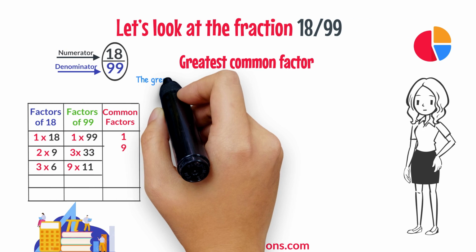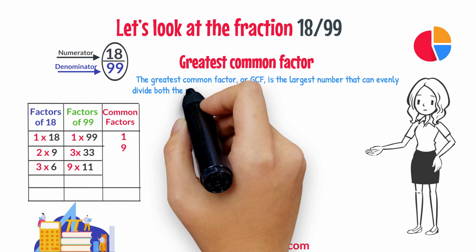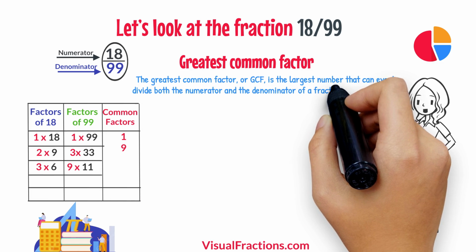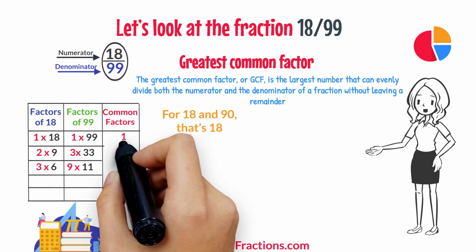The greatest common factor, or GCF, is the largest number that can evenly divide both the numerator and the denominator of a fraction without leaving a remainder. For 18 and 99, that's 9.